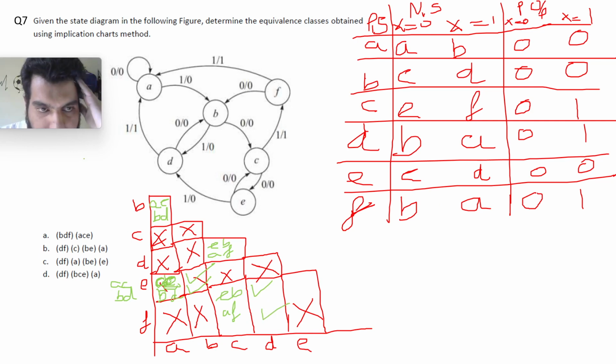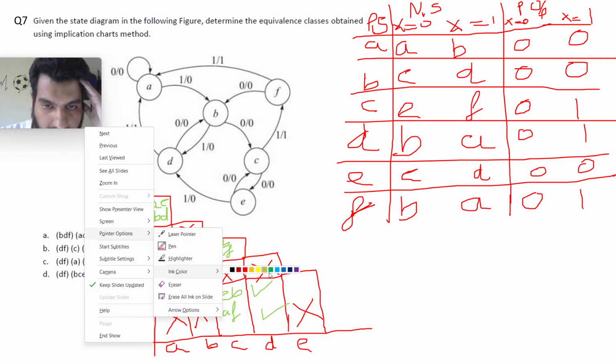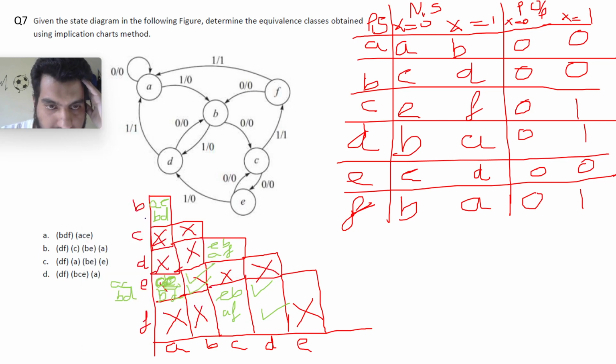Now let's evaluate this condition. Now I'll use another ink color. A should be equivalent to C, and as you can see, A is not equivalent to C, so we'll mark it as cross. And here A is also not equal to C, so we'll mark it as cross. Now E should be equivalent to B, and A should be equivalent to F. As you can see, A is not equivalent to F. We will mark it as cross.